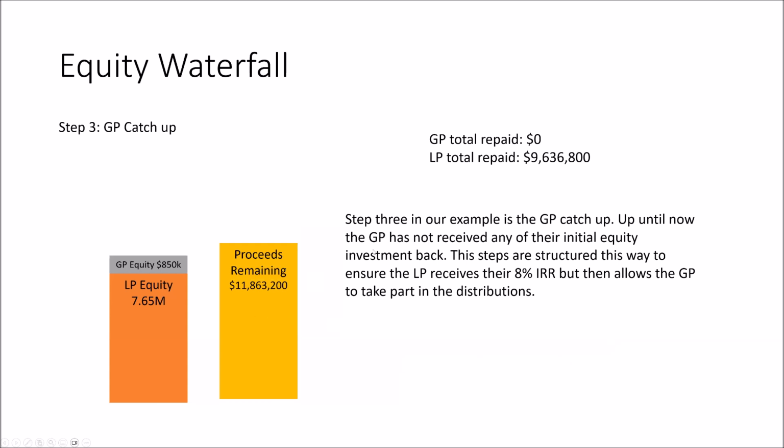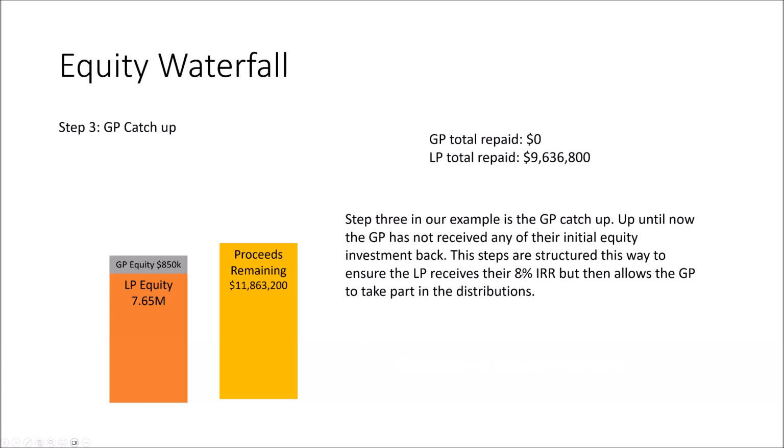We've now made it to the catch up. And at this point, GP hasn't received anything. So as you can see from the math up here, we're at step 3, $0 gained. LP is doing quite well, already gotten their 8% pref return on there. So catch-ups can be included to basically reward the GP for getting the LP their 8% pref. The GP gets some back without the LP taking anything from the pot.